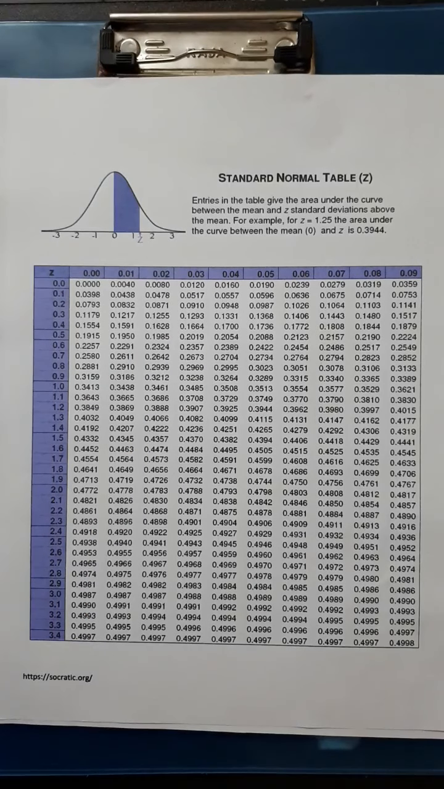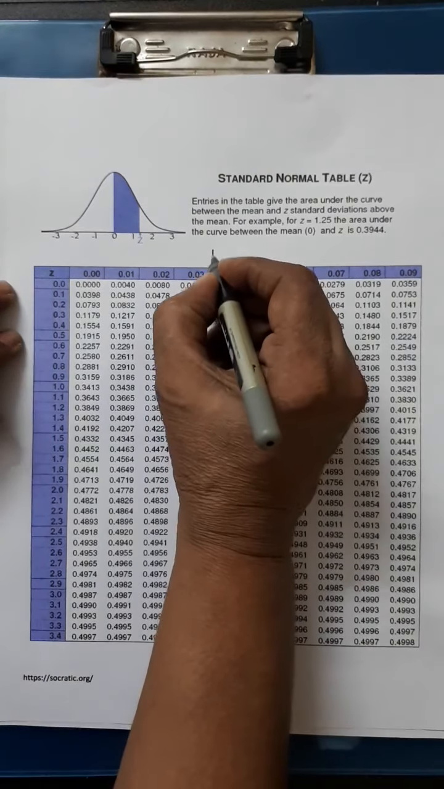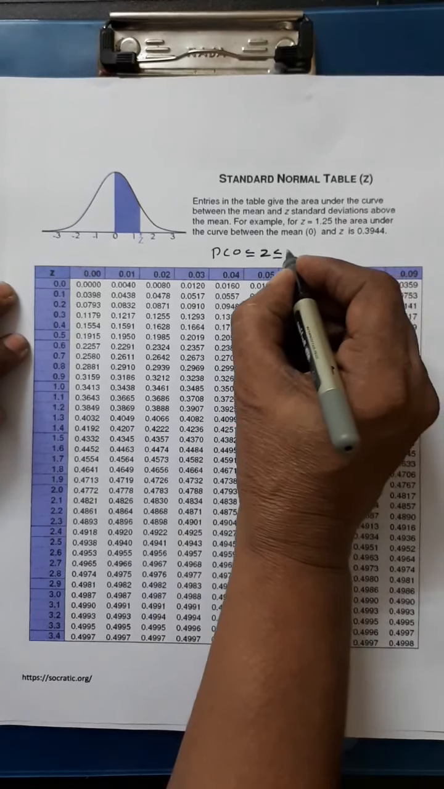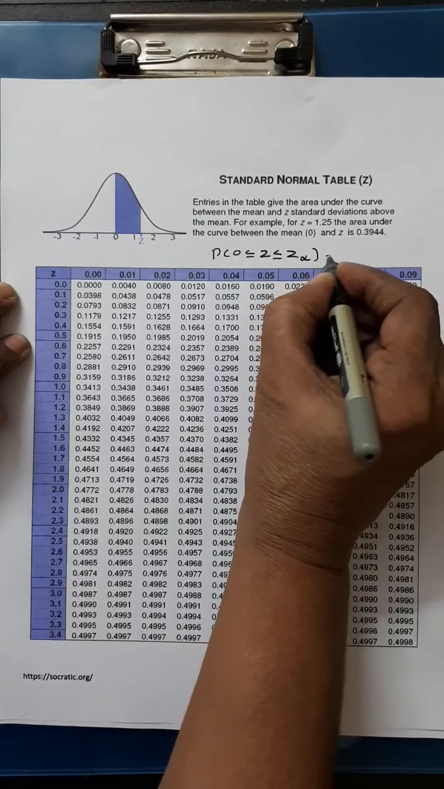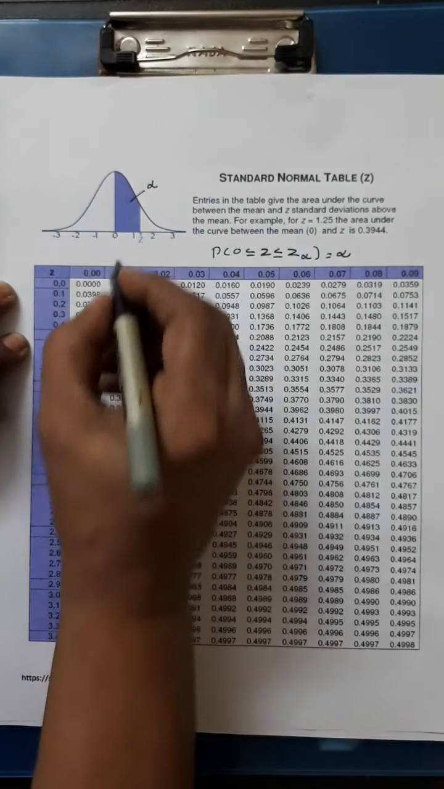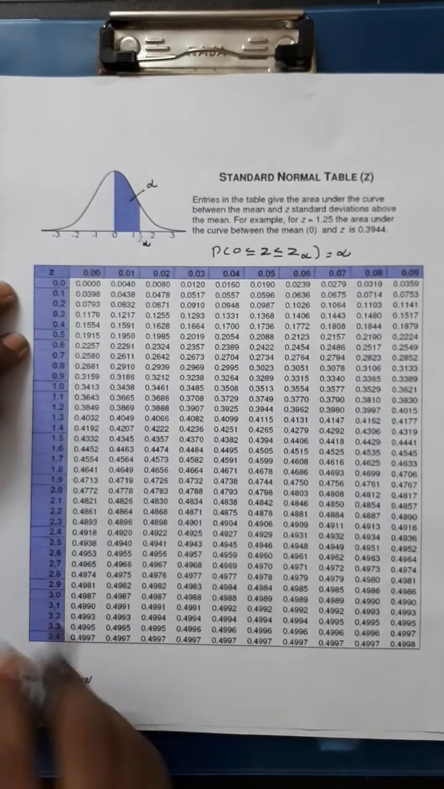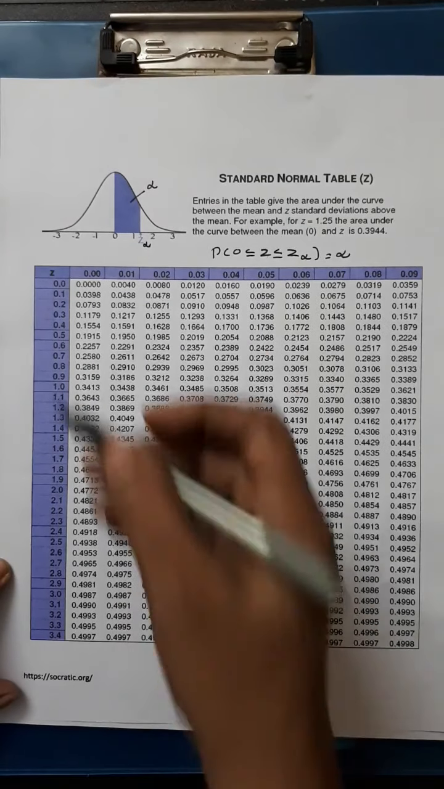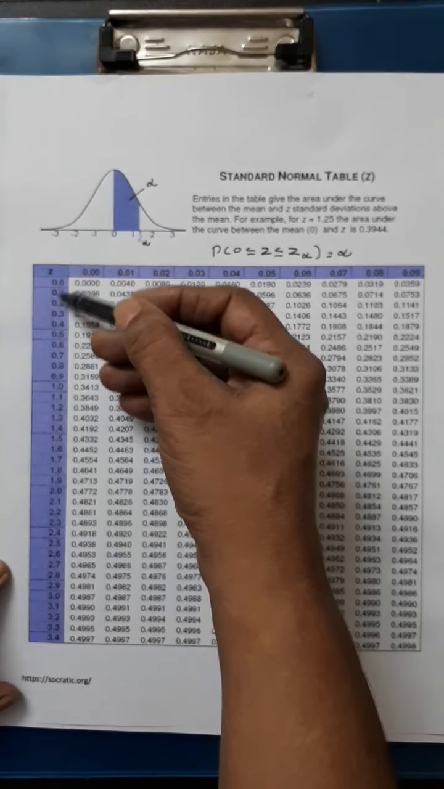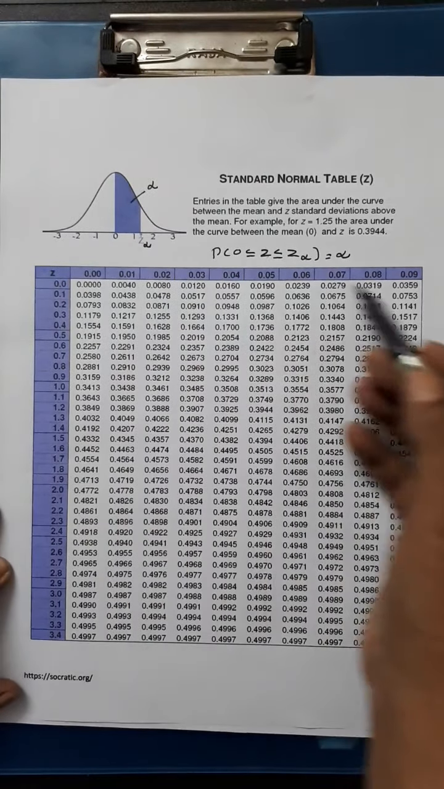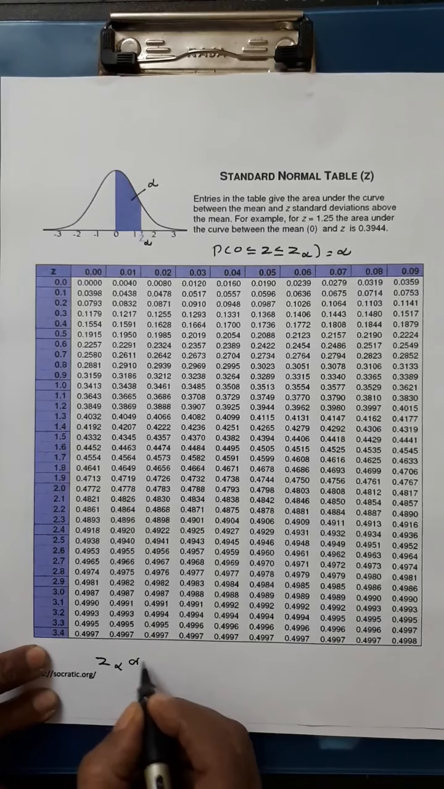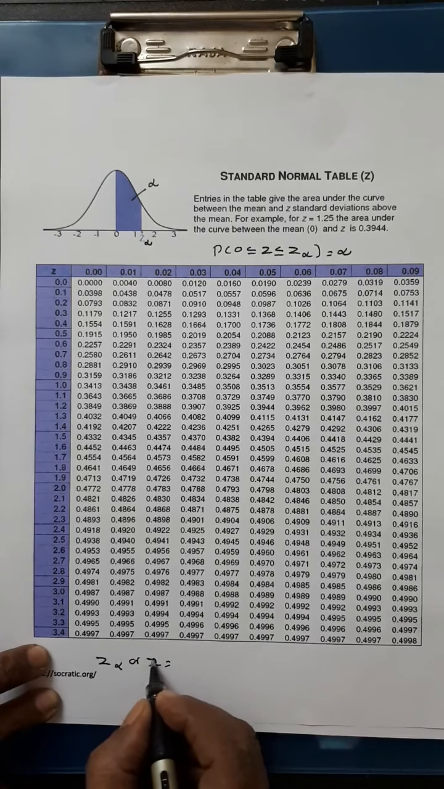That is, P of 0 less than or equal to z less than or equal to z alpha is equal to alpha, where this shaded region is alpha and this is z alpha. And these z alpha or z values are obtained from this row heading and column heading.